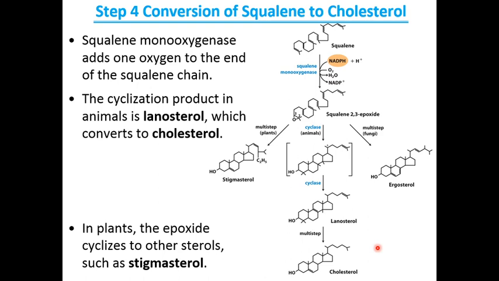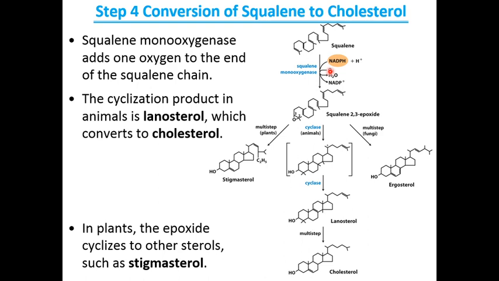In the conversion of squalene to cholesterol, the first step involves the oxidation of squalene to squalene 2,3 epoxide, and this is catalyzed by the enzyme squalene monooxygenase. This enzyme adds one oxygen atom from O2 to the end of the squalene molecule to form an epoxide, that is, squalene 2,3 epoxide. NADH then converts the other oxygen atom to a water molecule.